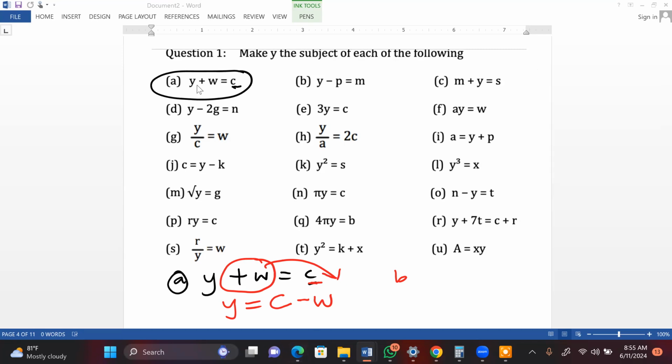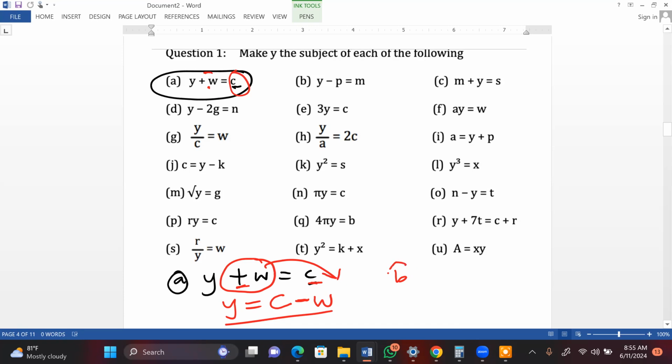So for the first one, I was saying that we have to make Y the subject of formula. That means we want Y to stand alone, just like C is standing alone here. So we are going to move the W from this side to the other side to go and meet C. W is plus in this case. When you move it to the other side, it will become minus, the opposite of plus. That is why we have C minus W. So this will become our answer. I hope that is clear.